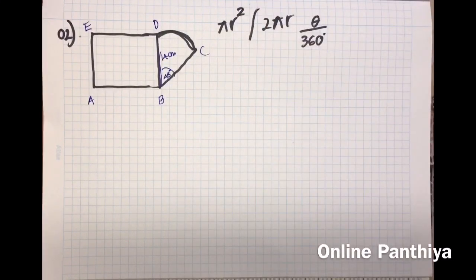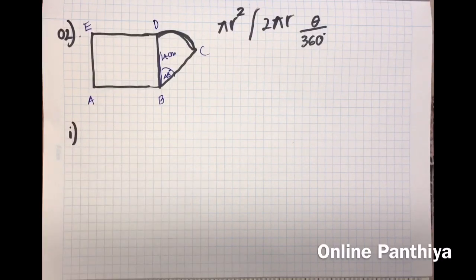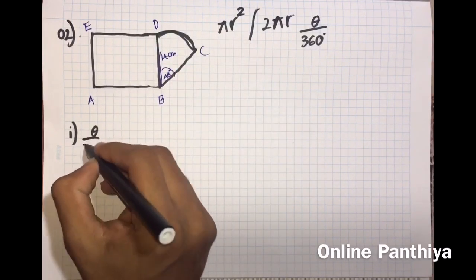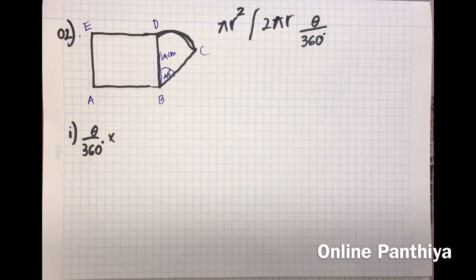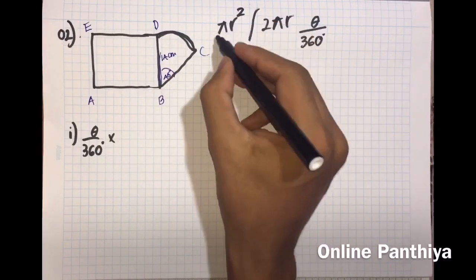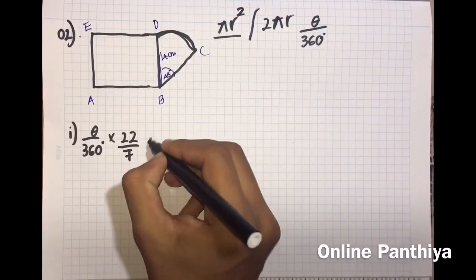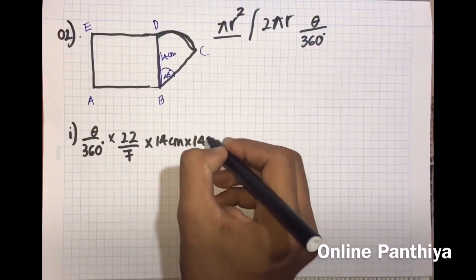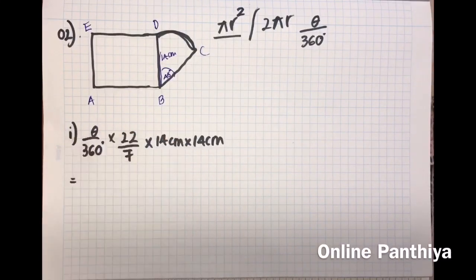Now let us slowly move on to the first Roman number 1. So it says, find the area of the part BCD. You have to find the area. What is the equation? Theta over 360. Let me write at first, since this is the first part, theta over 360 into, since this is area, you have to take pi r squared. Pi is how much? I'll substitute 22 over 7, and radius is equal to 14 centimeters into 14 centimeters, r squared. Now, what is my theta? Theta is equal to 45.